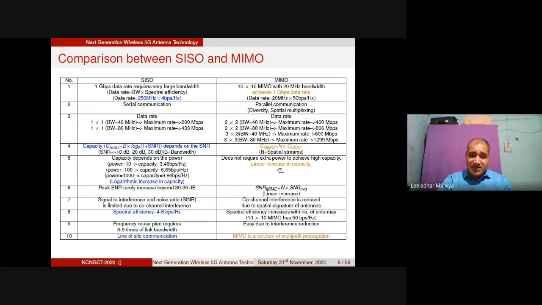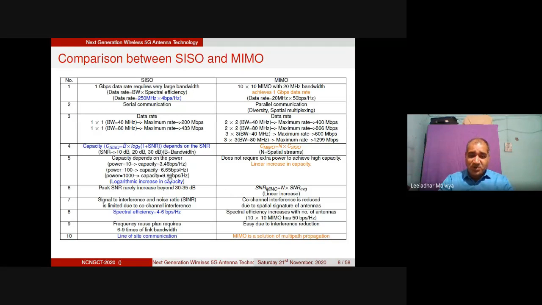So if you look at the capacity of the MIMO, a linear increase is seen here. And if you look at another aspect of the SISO, the capacity will depend on the SNR, and SNR will depend on the power, right? So huge power is required in case of the SISO to increase the capacity, whereas no extra power is required in case of the MIMO antennas, and SNR is limited in case of the SISO. MIMO has SNR dependent on the number of streams. So that's why the MIMO is a very good candidate for the present scenario, as well as in 5G, as well as in future technologies, right?